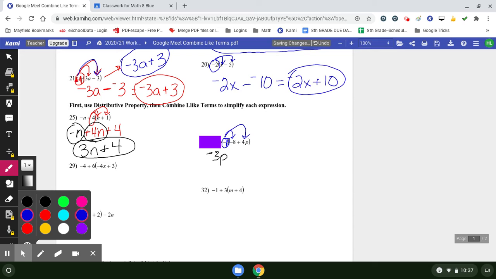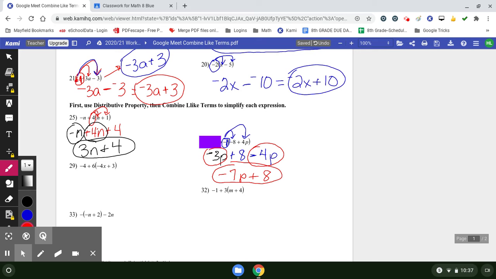-1 times -8 is +8, so +8. -1 times 4 is -4. So I know it's going to be -4p. Now I can look at the variables. I'm going to do -3p minus 4p. So that becomes -7p plus 8, and that's simplified.